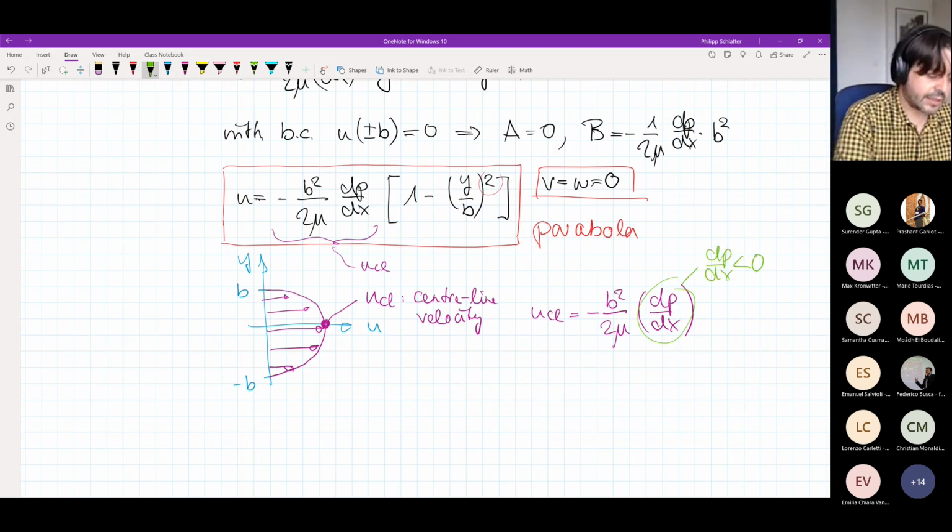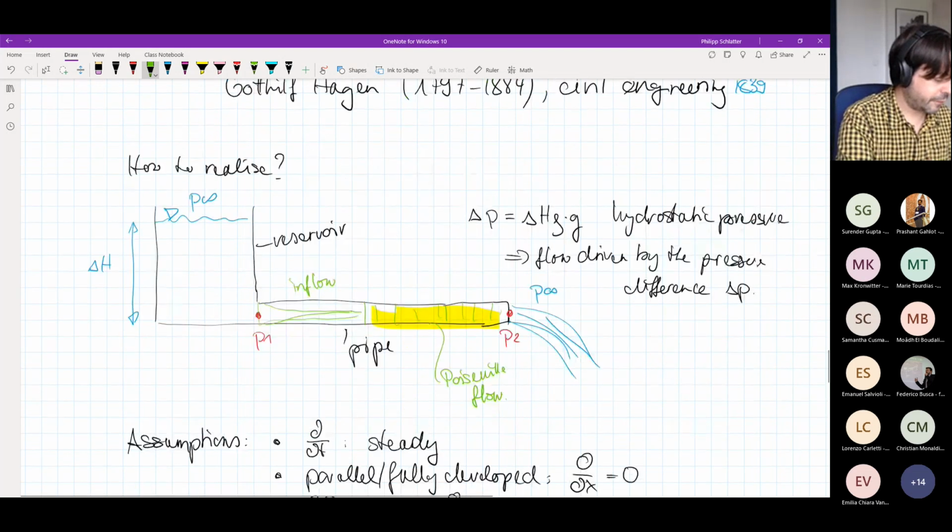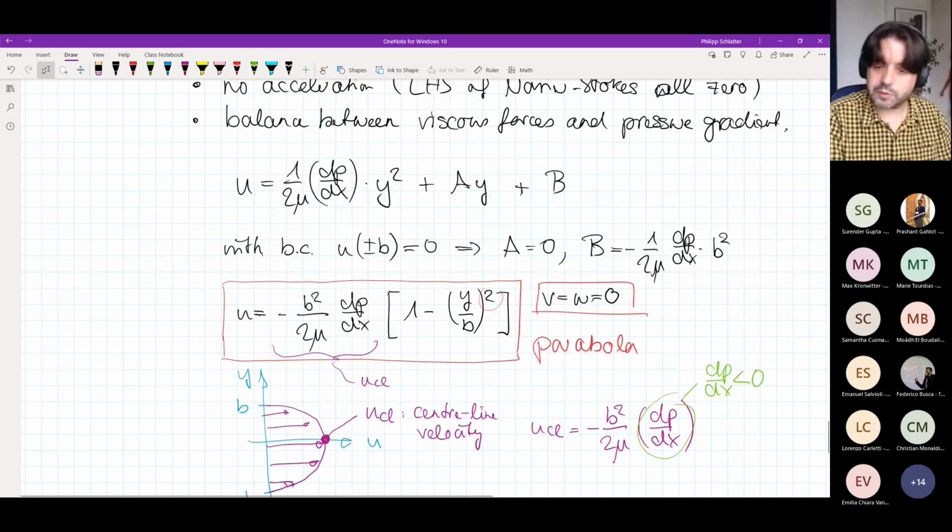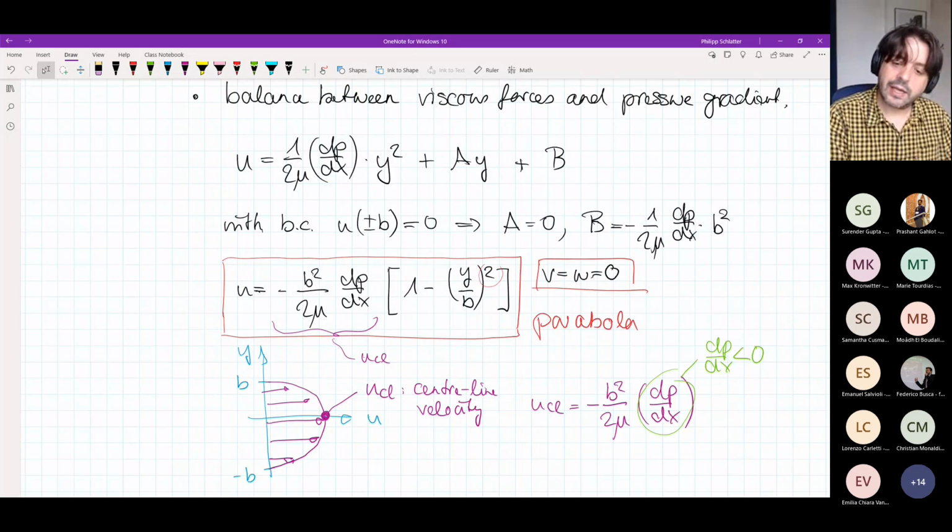That's important to keep in mind that, again, if you just look here, for instance, in this example, P1 is larger than P2. So that means the pressure actually goes down along the pipe, meaning dP dx is negative. So therefore, this actually becomes positive in the end. But this is actually something important also to keep in mind. If you have a pipe, if you have a channel, the pressure decreases as you go downstream. We will talk about that later as well, why this is the case. But for now, this is just important to realize there is a negative pressure gradient in a pipe.